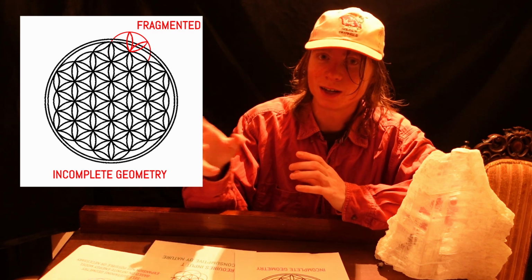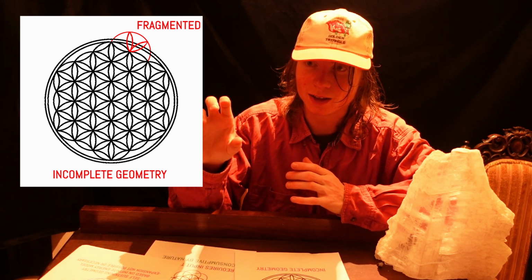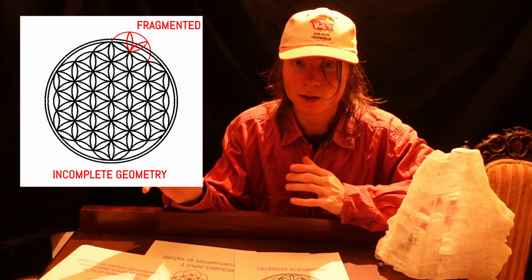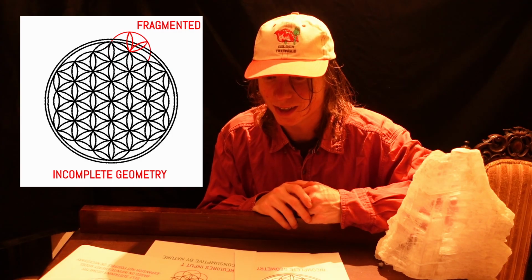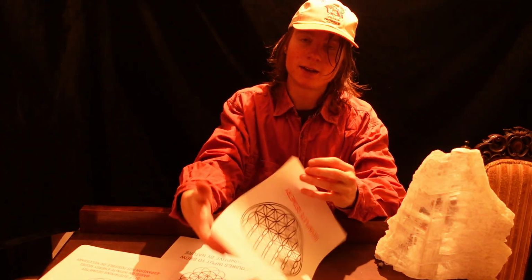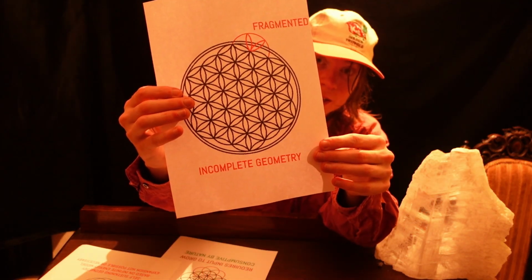In order to fit it inside the circle, we need to remove that outer portion, meaning that it does not represent the infinite unity consciousness that is. So that is one defect. It is incomplete geometry.